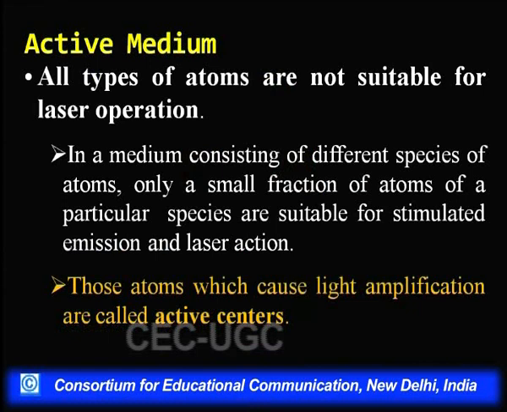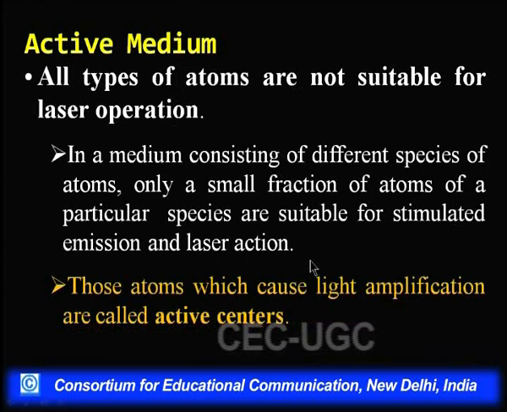Now, active medium: all types of atoms are not suitable for laser operation. It means not all atoms produce laser light. Only some atoms produce the laser light. In a medium consisting of different species of atoms, only a small fraction of the atoms of a particular species are suitable for stimulated emission and laser action. It means only those atoms which produce stimulated emission and laser action are used for the laser system. Those atoms which cause light amplification are called the active centers.